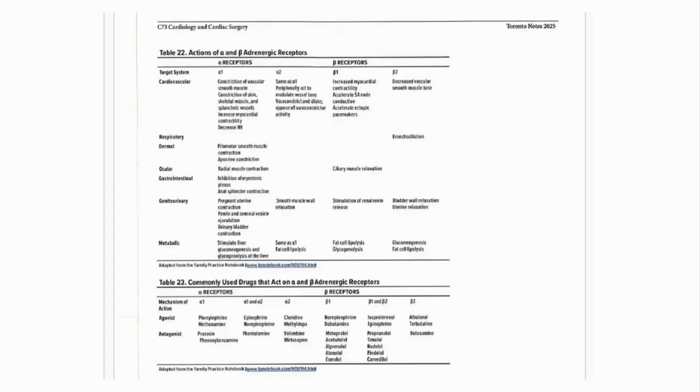Carvedilol is unique because it blocks both beta receptors and alpha-1 receptors, making it particularly useful in chronic heart failure. Beta-2 agonists. Examples include albuterol and terbutaline. These drugs relax bronchial smooth muscles and are first-line bronchodilators for asthma. Terbutaline also relaxes uterine smooth muscles and may be used as a tocolytic in selected situations.